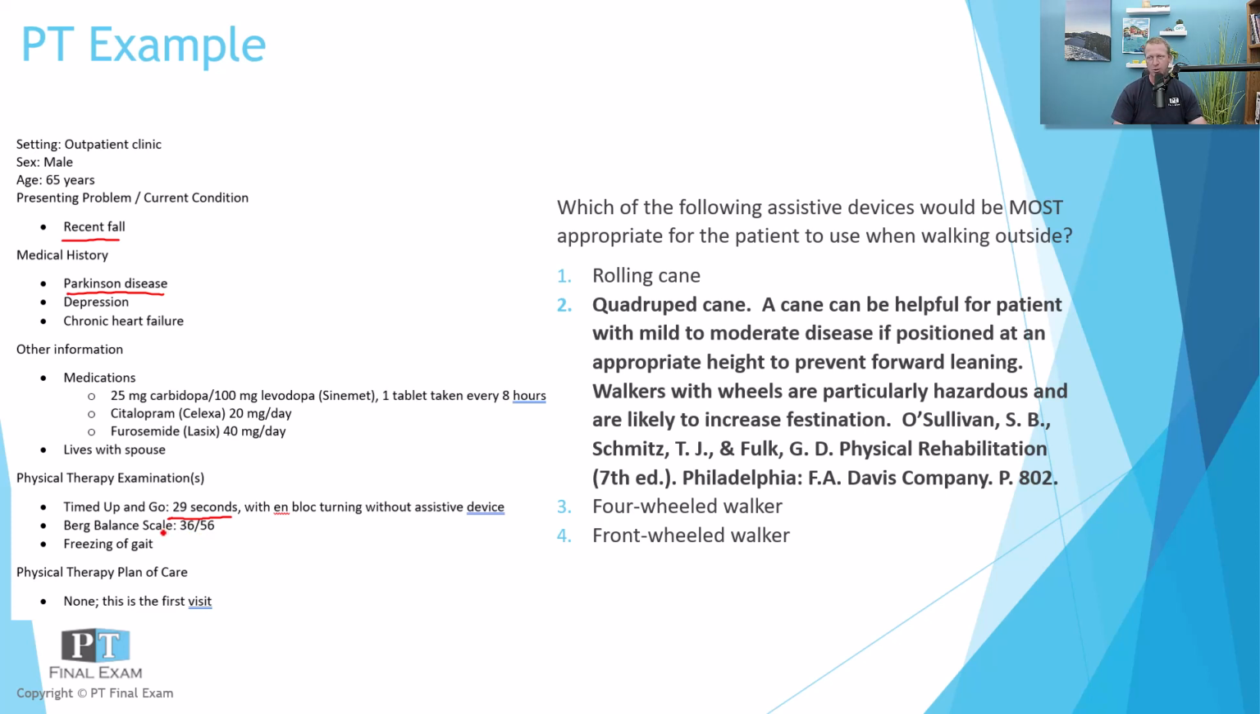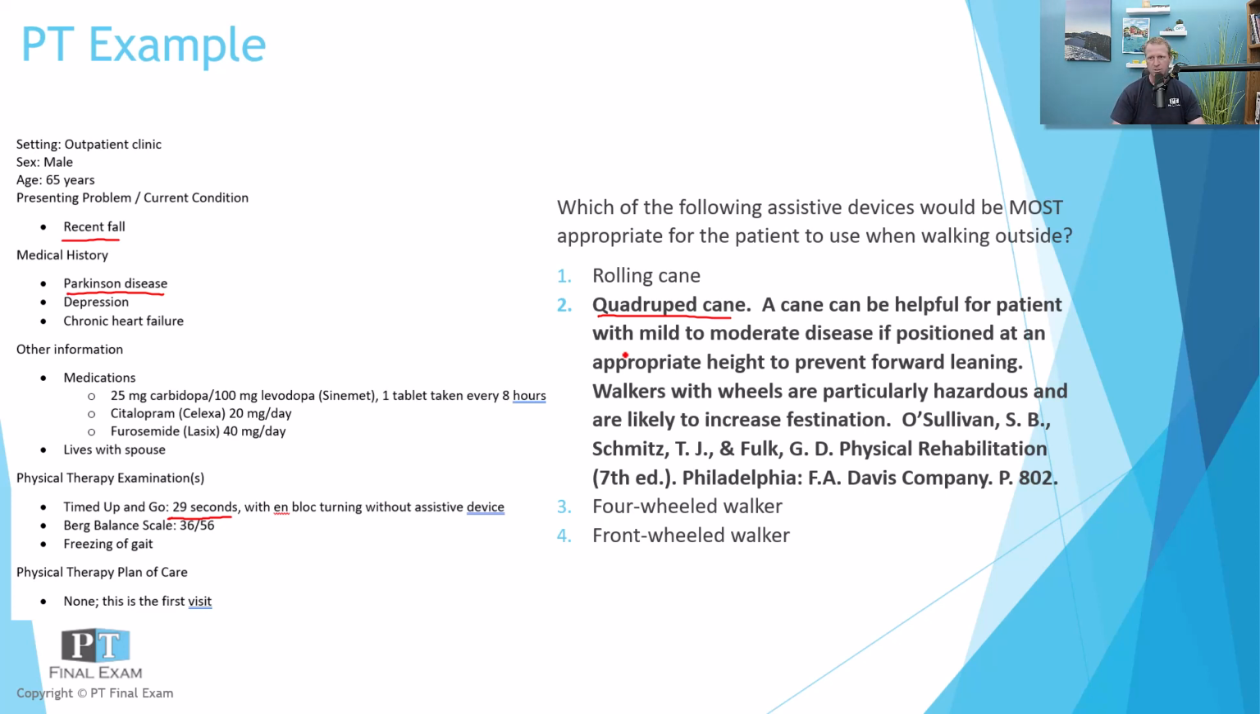And anyone who's in mild to moderate disease, really any type of wheeled walker is going to be hazardous because it will encourage them into further forward flexion and likely increase the risk of falling. So therefore, walkers with wheels are particularly hazardous. You would want to select the quadruped cane, especially if it's positioned at the appropriate height or maybe slightly higher than what you would typically do, to help hold them into an upright posture and decrease the risk of falling, or at least forward falling, in order to give them an appropriate assistive device.